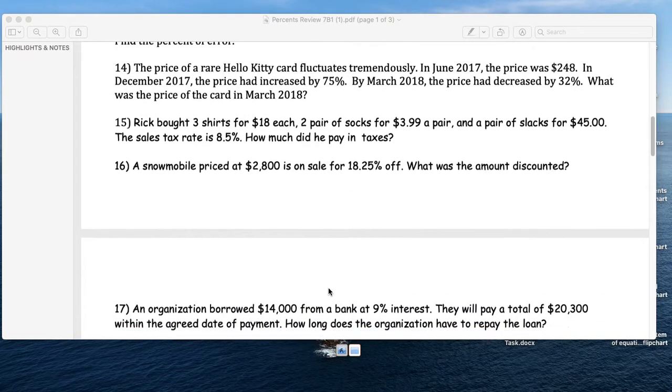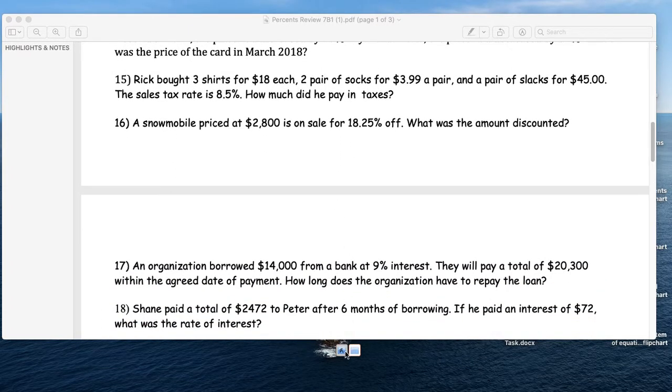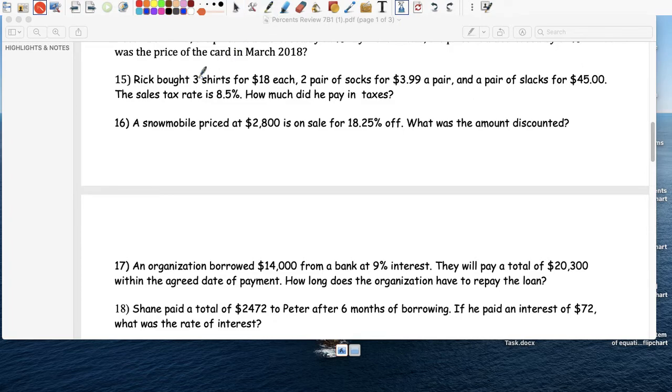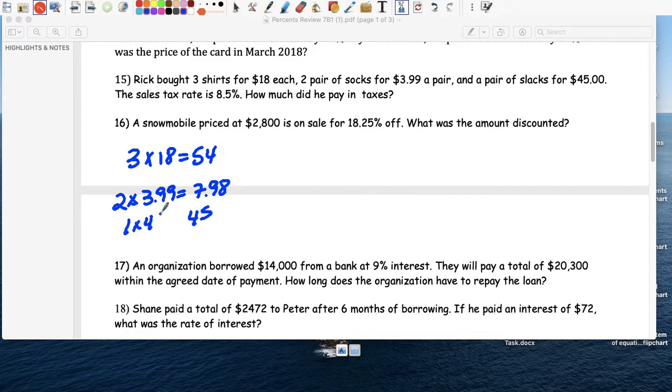15, 16. Okay, almost done with the first page. Yay. 3 shirts for 18, so 3 times 18 is 54. 2 pair of socks, so 2 times 3.99, which is 7.98. And a pair of slacks for $45, so 1 times 45, which equals 45.